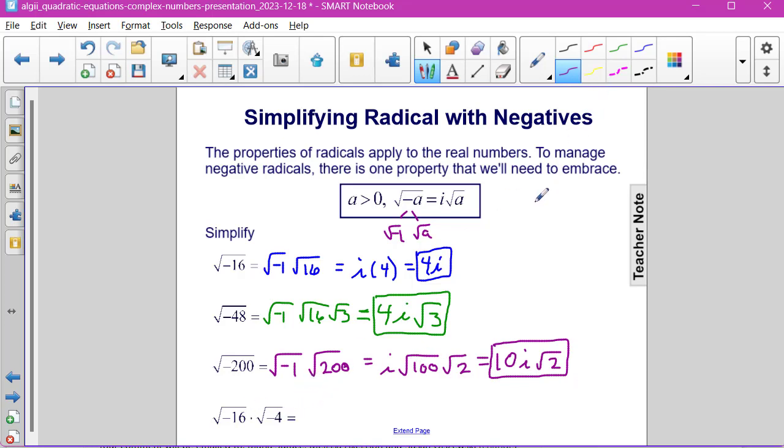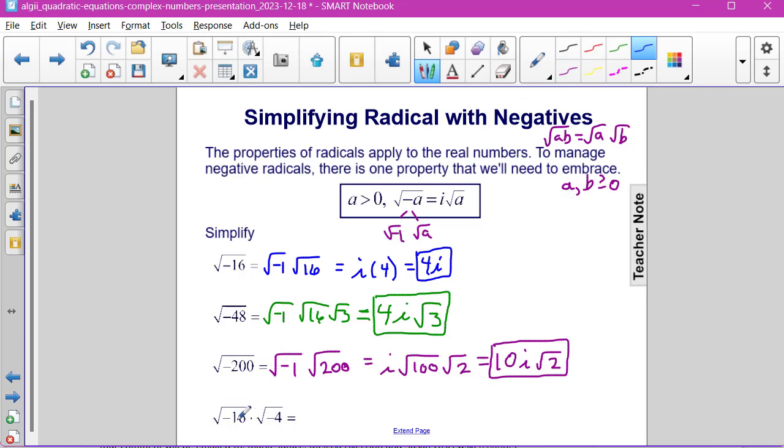Some of you may be inclined to say, hey, -16 times -4 is going to be +64, and the square root of 64 is 8. Well, that property of the square root of AB being equal to the square root of A times the square root of B only applies for A and B values that are greater than or equal to 0. Since A and B are both less than 0, we have to take the i out first.